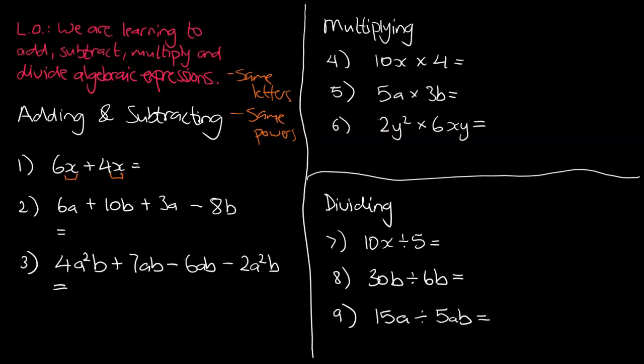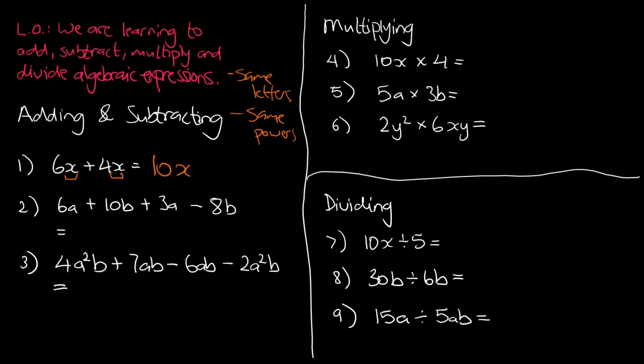So let's consider these x's to be apples. So we've got 6 apples over here, another 4 apples over here. How many apples do you have in total? 10 apples. So we've got 10x, and it's really important when you're adding and subtracting, the letters don't change. It's the number in front that does change.